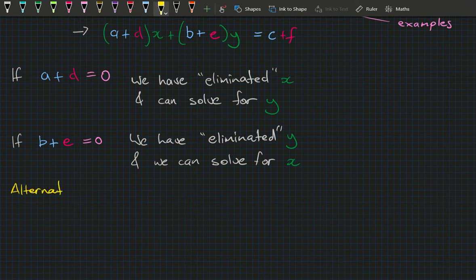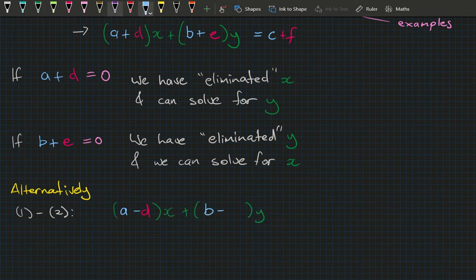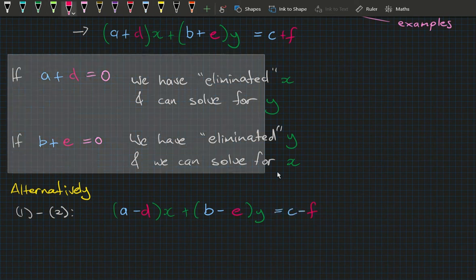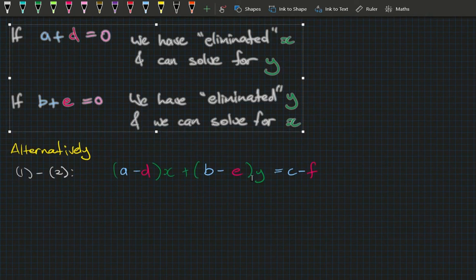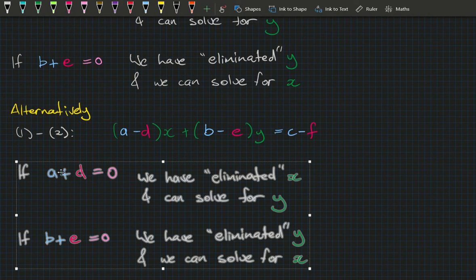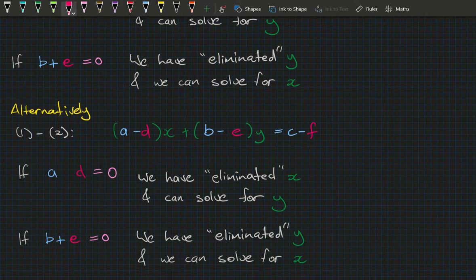Alternatively, we might want to subtract equation 2 from equation 1, and then we'd end up with a minus d times x plus b minus e times y equal to c minus f. And of course, if a minus d is 0, then we've eliminated x and can solve for y, and if b minus e is 0, we've eliminated y and can solve for x.